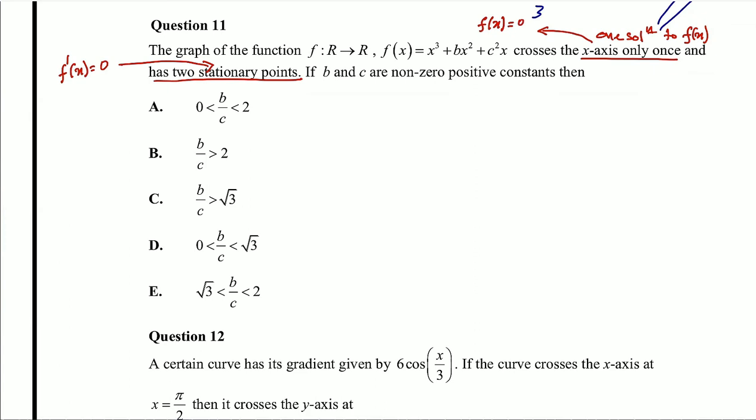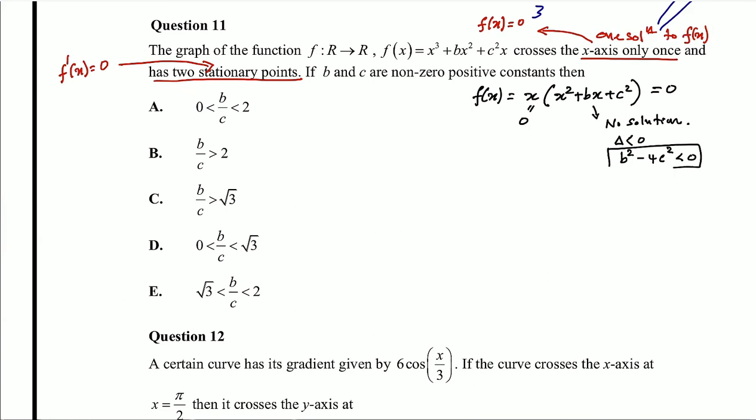Okay, so we'll go with the first one. I can write, take x out, x squared plus bx plus c squared. Now to have one solution, this should be equal to 0, grade 9 math. If you use the null factor, x equal to 0 is an obvious solution. So from here you should get no solution, which means your discriminant should be less than 0. So b squared minus 4c squared is less than 0. This is my first condition from the given detail.